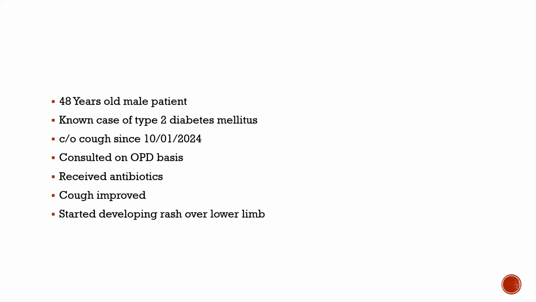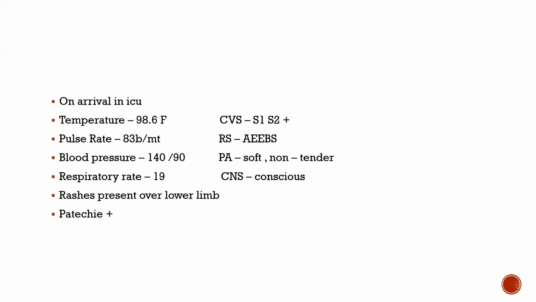Initially he consulted only on the OPD basis and received the antibiotic. Cough got improved but he started developing rash over the lower lip. So on arrival in ICU, temperature was 98, pulse rate was 83, blood pressure was 140 by 90, and respiratory rate was 90. Rashes present all over lower limb and patches were there.